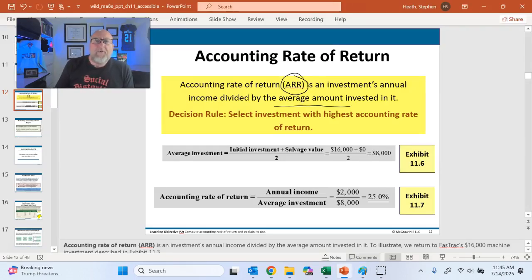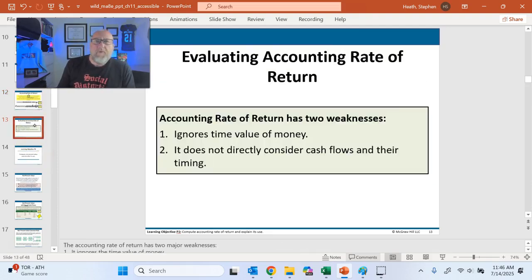So in this particular example, they're basically saying we can purchase a piece of equipment for 16,000. It's going to have some useful life. Then at the end of its useful life, there will be no salvage value. So the formula, initial investment plus the salvage value divided by 2. In this example, our average investment is 8,000. Now we can do the accounting rate of return. If my annual income is expected to be 2,000 a year and my average investment is 8,000, then the accounting rate of return is 25%. Seems pretty straightforward, and it is.